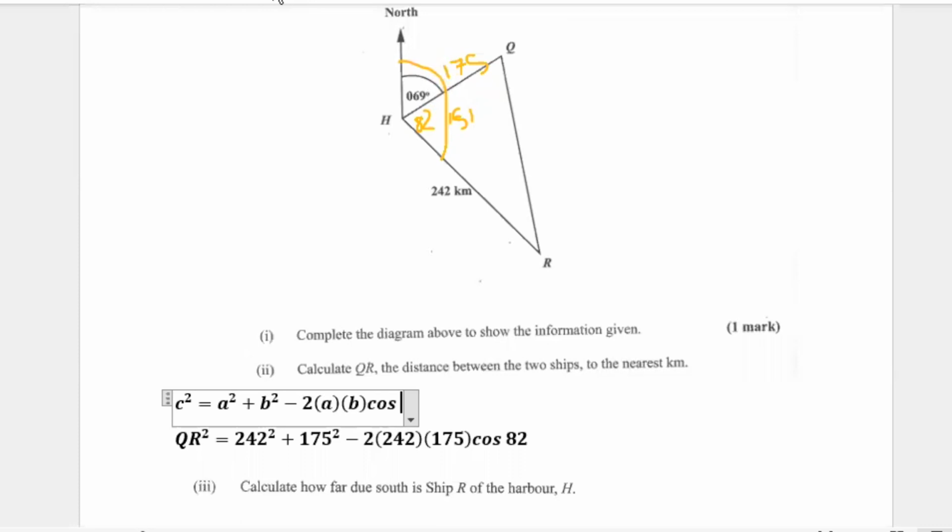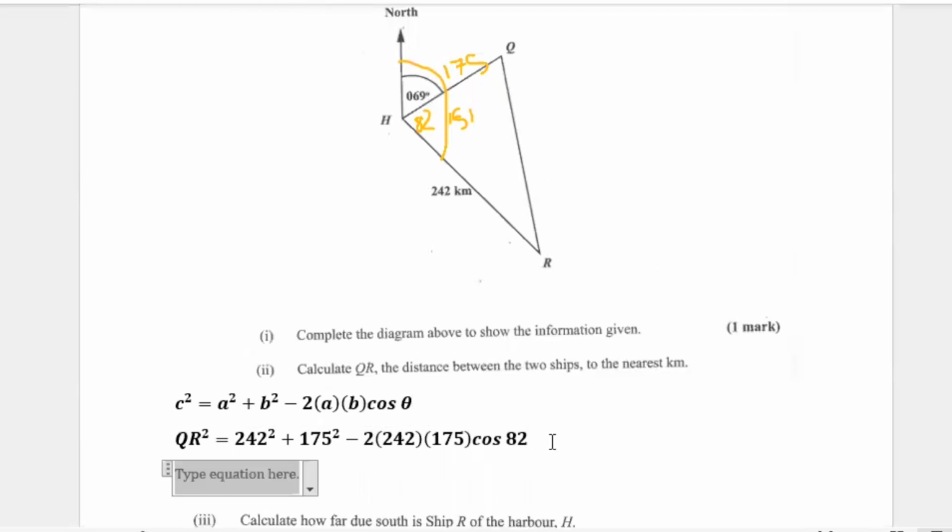So that is basically what is happening here. We're just populating the formula. So we're using the 175 and 242 as our a and b numbers. C square is the QR, which is what we're trying to find. And we have cos 82, which is opposite to the length that you are trying to find. So that is the angle that you are using, the one that is opposite to it. And we can now go ahead and work.